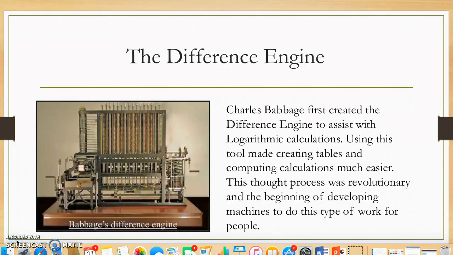The first invention we're going to discuss is the difference engine. The difference engine was created by Charles Babbage, and it was made to assist in logarithmic calculations. Using this tool made creating tables and computing calculations much easier. This thought process was revolutionary and the beginning of developing machines to do this type of work for people.